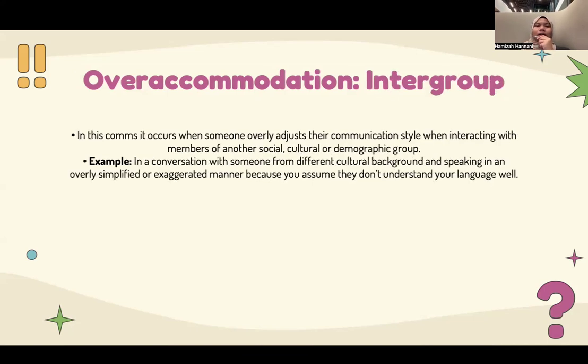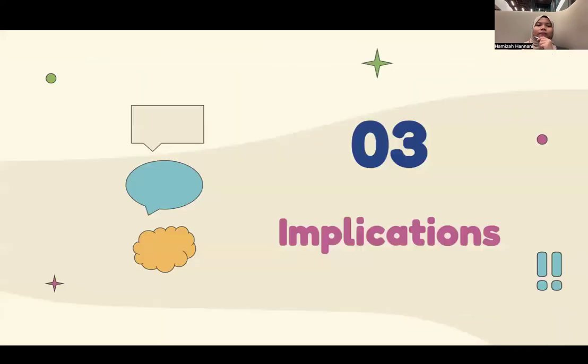The last one is intergroup over accommodation. This occurs when someone overly adjusts their communication style when interacting with members of another social, cultural, or demographic group. As an example, in a conversation with someone from a different cultural background, speaking in an overly simplified or exaggerated manner because you assume they don't understand your language well.